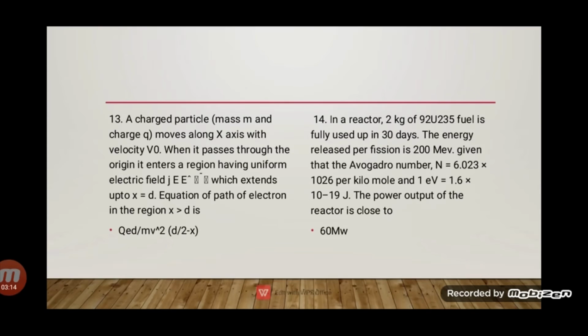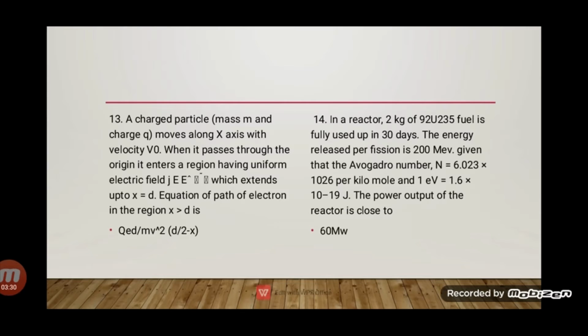In the next, question 13: a charged particle moves along the axis with velocity v0 and passes through the origin. It enters a region having a uniform electric field. The answer of this question is QED upon m v square, d by 2 minus x.